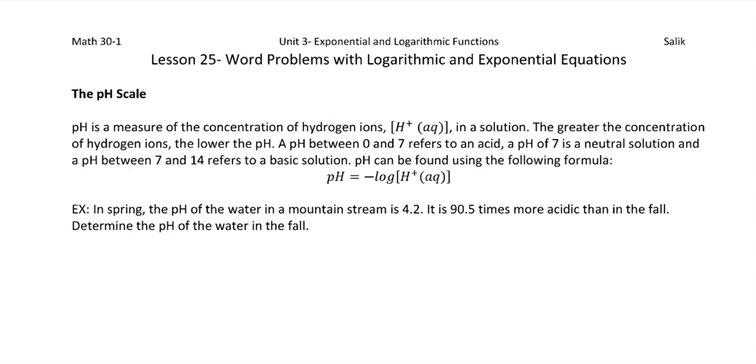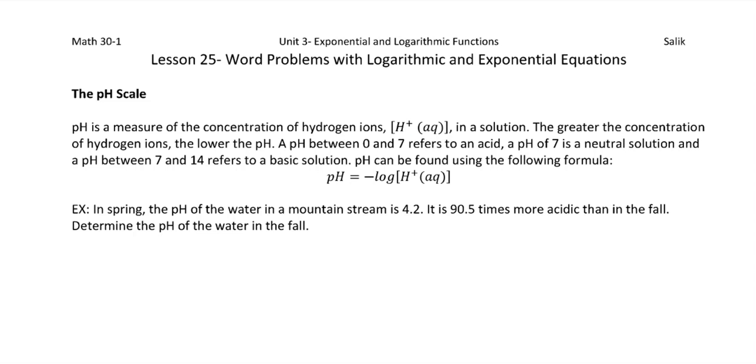So, pH is a measure of the concentration of hydrogen ions, and that'll be written like this in this situation. Don't be intimidated by that. All this is saying is that this is a hydrogen ion, right? So H plus. And then the aq, for you chemistry people, what does that mean? Aqueous. Yeah, aqueous solution, right? So we don't need to worry about that in math, right?